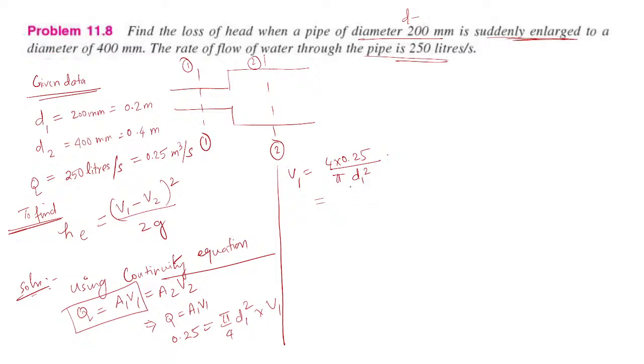Now you need to solve this. Similarly, I will next utilize Q equals A2 V2. Similarly, what will I get? 0.25 equals pi by 4 D2 square into V2. So V2 equals 4 into 0.25 by pi D2 square, where D2 is 0.4, squared, right?